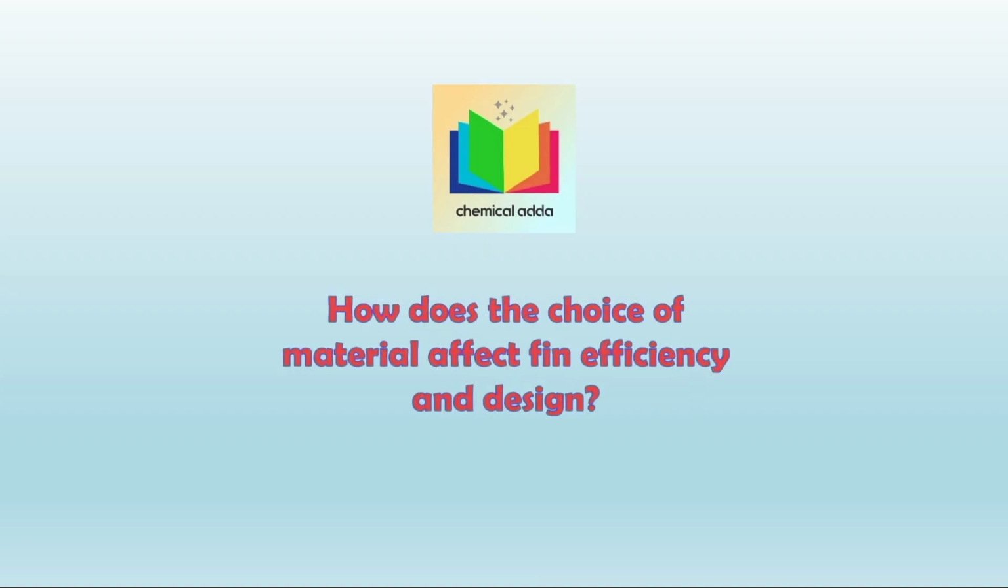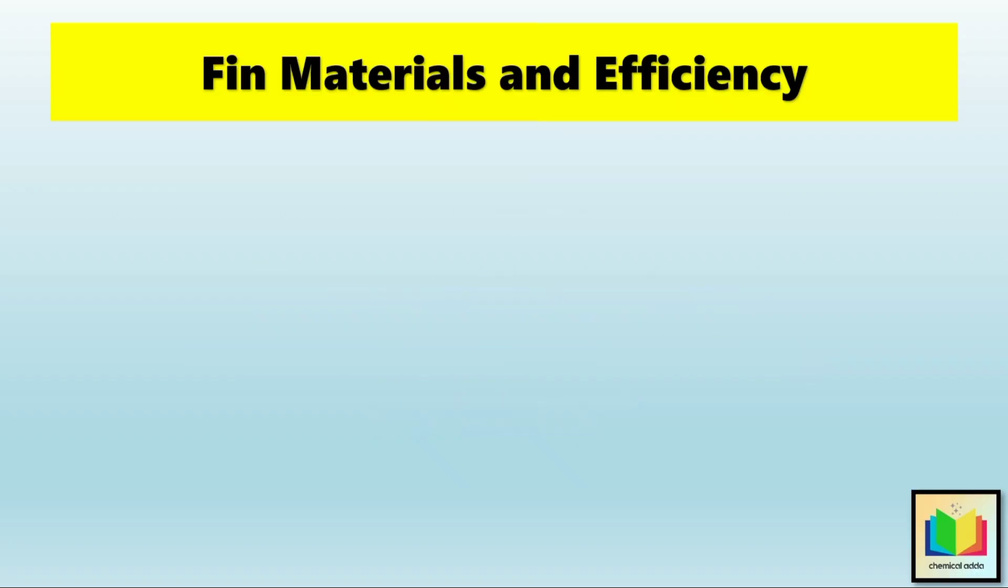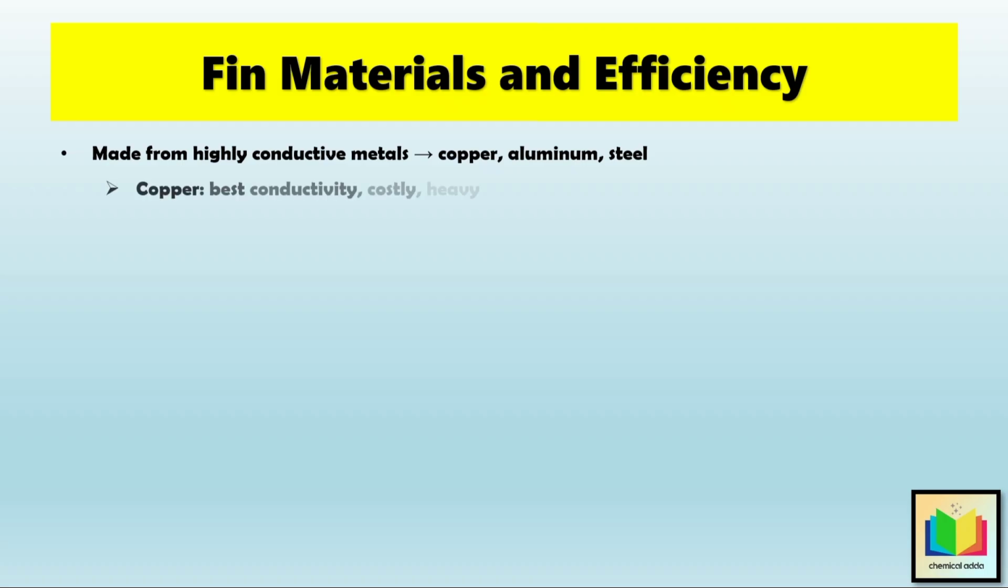Now, let's understand how the choice of material affects fin efficiency and design. So, the material of fins plays a very important role in their performance, and the effectiveness of a fin depends not only on its shape and size, but also on the thermal properties of the material used. So, fins are usually made from highly conductive metals such as copper, aluminum, or steel, because the choice of material directly affects their efficiency. Copper has the highest thermal conductivity and provides excellent heat transfer, but it is both heavy and costly, which limits its use in larger exchangers.